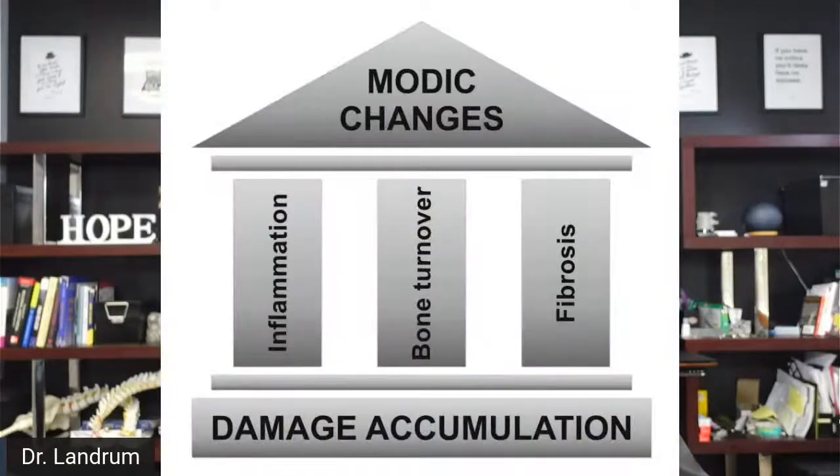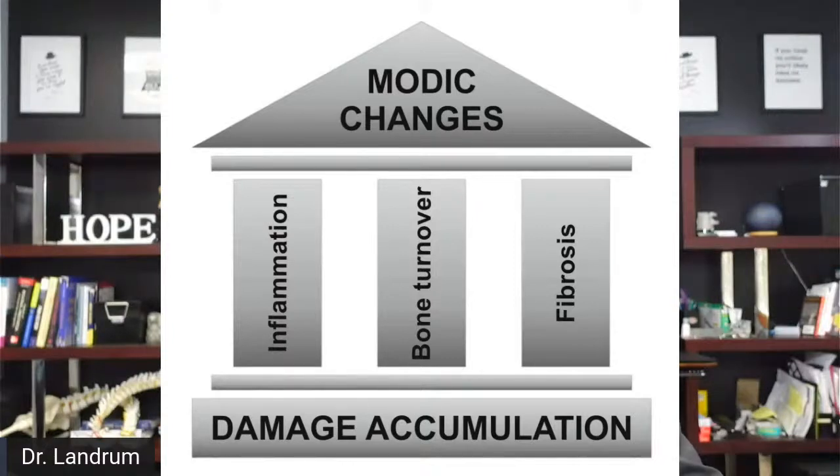So really, there's three main pillars of how modic changes occur and what happens to the bone. So let's talk about what those changes are. Those three pillars are going to be inflammation, bone turnover, and fibrosis. And that is what that damage accumulation results in and causes these things to occur.